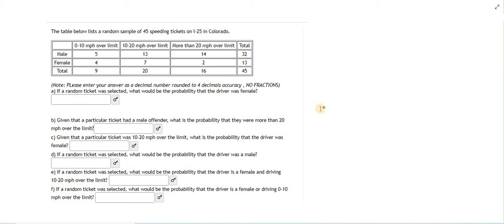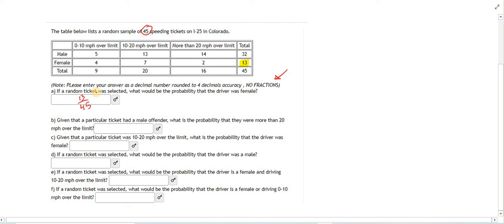We have 13 females. As you can see here, the total females are 13. So we have 13 out of the total number of people in that survey, which is 45. And then follow the instructions to put the answers here.